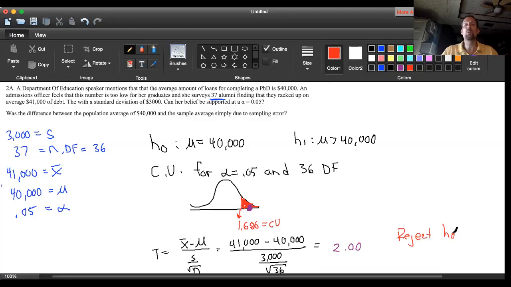So my summary sentence would be that it appears there's enough information to show that at this particular college, the PhD students are racking up a higher than average amount of debt. And second part of the question right here, they've asked me, was the difference of the population average 40,000 and my sample average due to sampling error? And the answer to that is no. If you landed with your test value in the critical region, that means that the difference between your X bar and your mu was much more than what you can explain with sampling error. And that's why we ended up rejecting the null hypothesis.